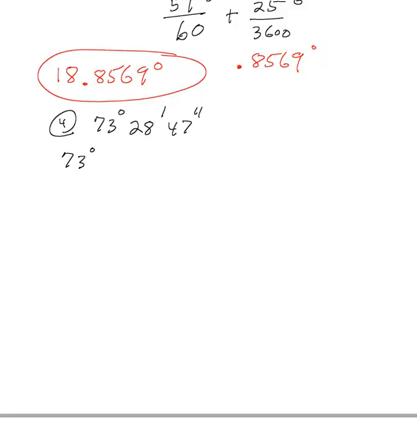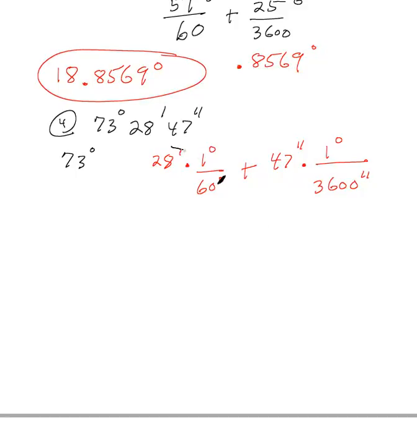I've got 28 minutes. So let me convert. I've got 28 minutes, which means 1 degree equals 60 minutes. And what I also have is my 47 seconds. I want the seconds to cancel out seconds. So I know 1 degree equals 3,600 seconds. So now, let's cancel out and then rewrite this. Oh, I didn't do that right. 1 degree equals 60 minutes, because I want the minutes to cancel each other out.